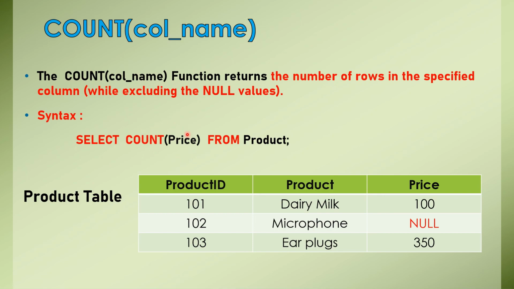If you are passing any column name inside your count function, then it will return the total number of rows in the specified column, but it will exclude the null values. If null values are present, it will just exclude them. So I hope you got this concept.